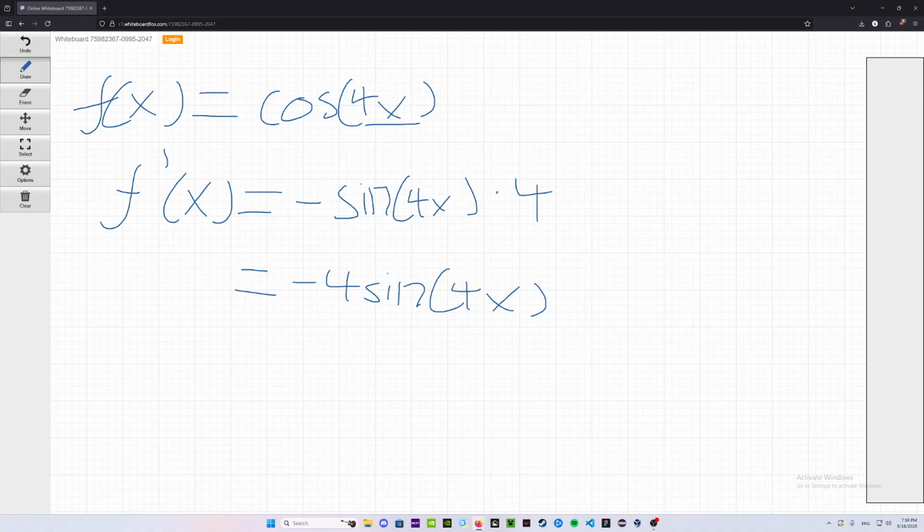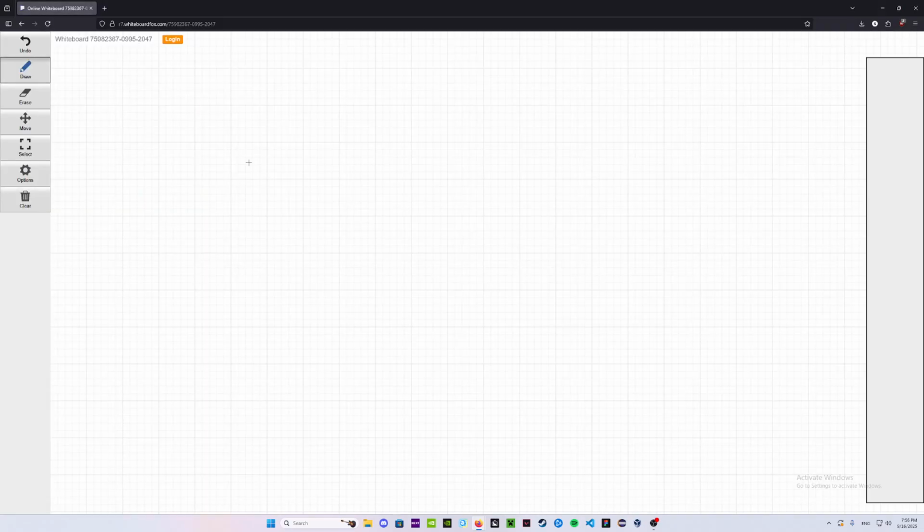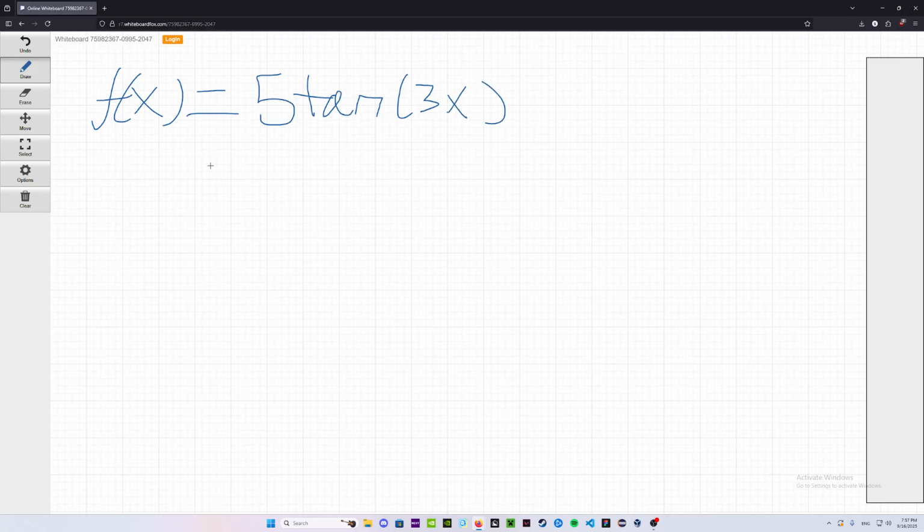Simple as that. So then, one more to go. Let's go. Okay, so we're going to have f of x equals 5 tan 3x. All right, since this is a constant, there's no function, it's just constant. We can leave that there. So derivative of tan is secant squared x. I'm sorry, I made a mistake there.